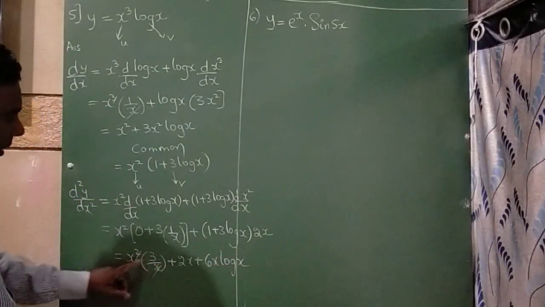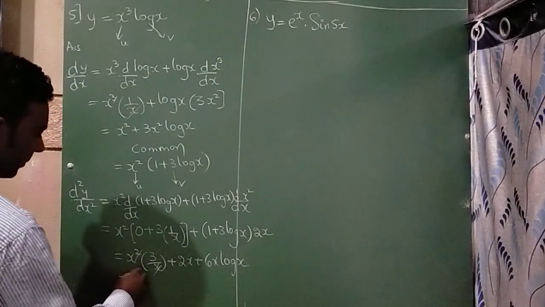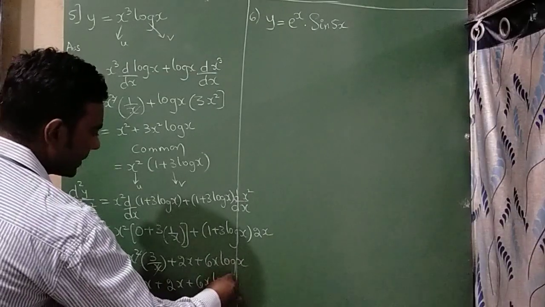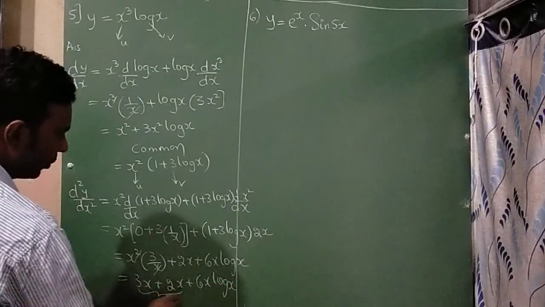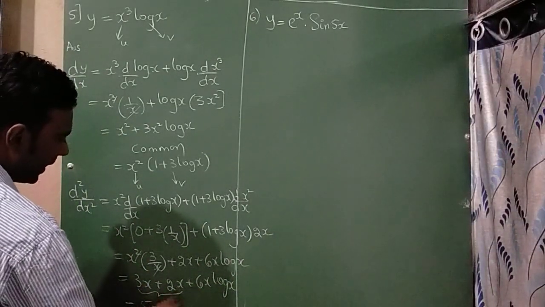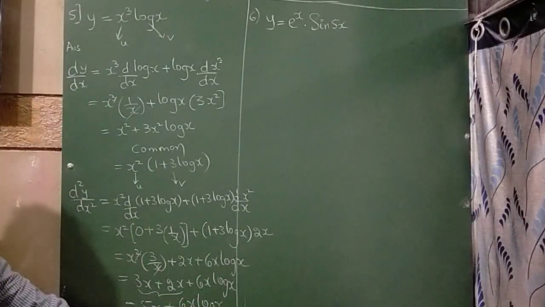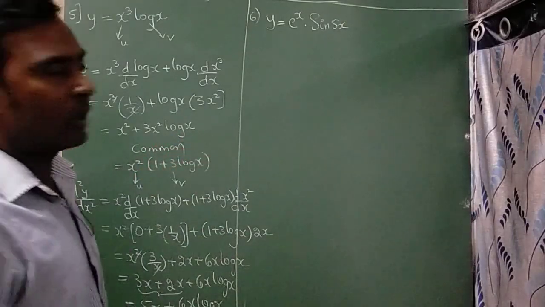So I will cancel this x and this x. So what you are remained with is 3x plus 2x plus 6x log x. Now add these two. If you add, you will get 5x plus 6x log x. So this is your final answer. Okay, let us move on to the sixth sum.